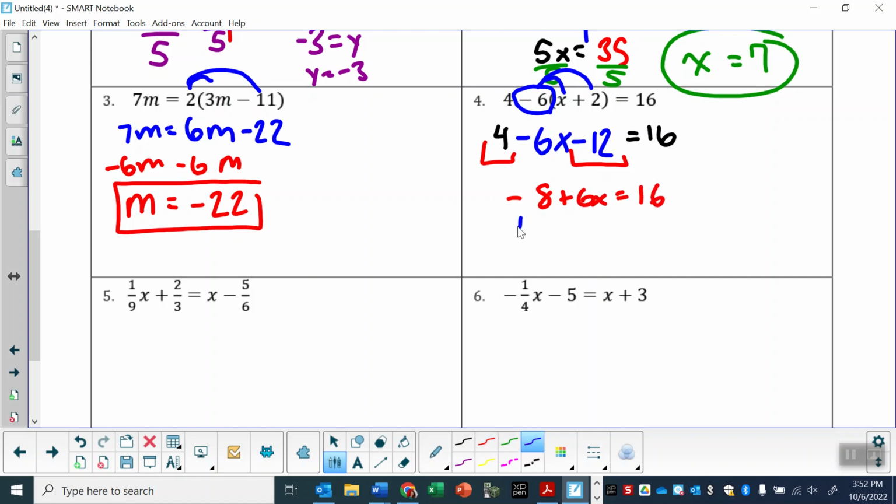Add 8 to both sides. You get 6x equals 24. Divide both sides by 6. You get x equals 4.